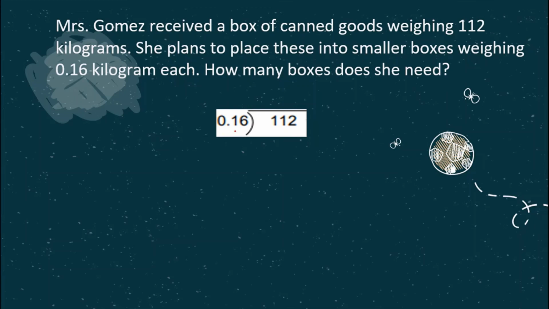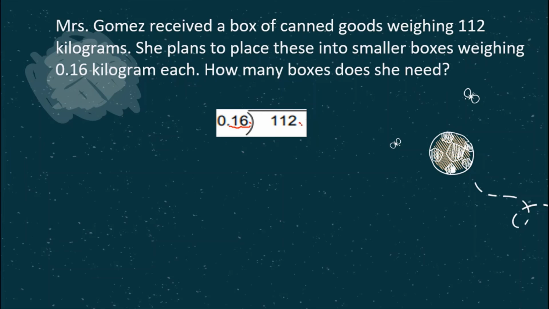Notice that since our divisor is a decimal, we really need to move the decimal point to the right to make 16 a whole number. Let's move this one to the right: 1, 2. So the decimal point is now on the right side. Since we moved our decimal point in our divisor, we also have to move the decimal point in our dividend. We moved this one 2 times, so we're going to move our decimal point here 2 times to the right.